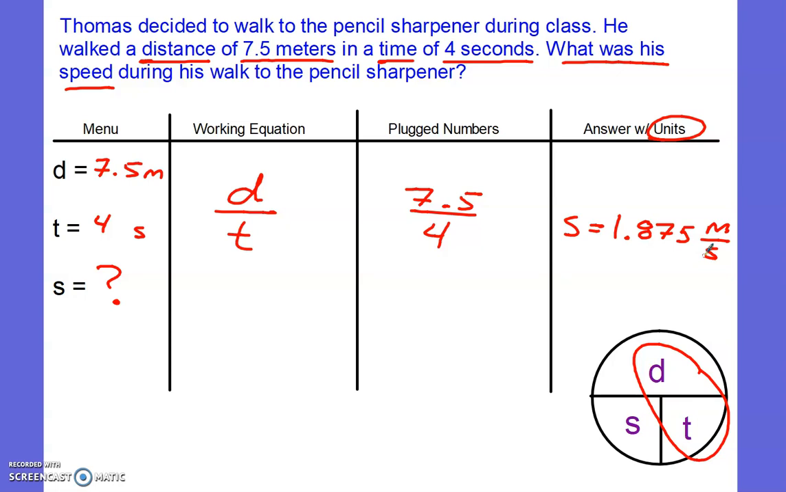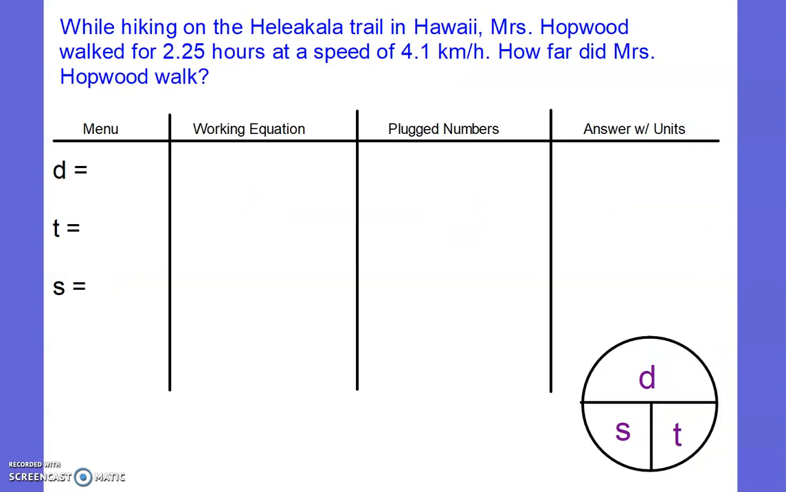Let's look at one more problem. While hiking on the Haleakala Trail in Hawaii, Mrs. Hopwood walked for 2.25 hours at a speed of 4.1 kilometers per hour. How far did Mrs. Hopwood walk? What I'd like you to do right now is pause the video and write down what letter each of these numbers represents.